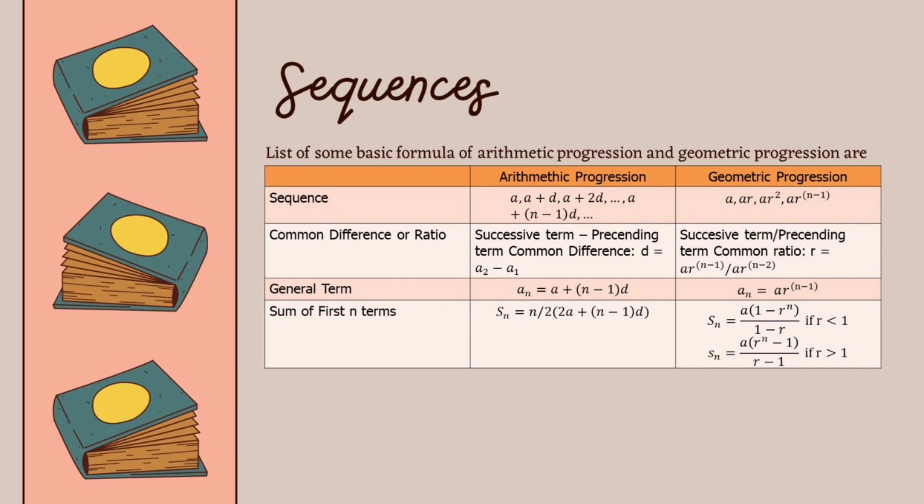For a geometric progression, s sub n equals a times the quantity 1 minus r to the power of n, the quantity, divided by 1 minus r, if r is less than 1. S sub n equals a times the quantity r to the power of n minus 1, the quantity, divided by r minus 1 if r is more than 1.